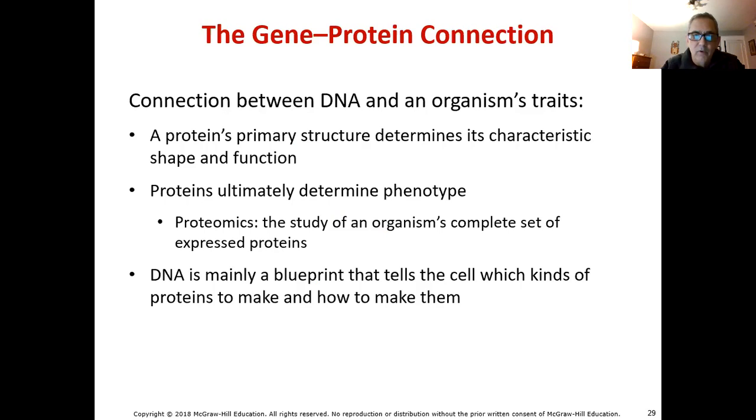So genomics is the study of the genes. Proteomics is all the proteins that are actually expressed. DNA is mainly a blueprint that tells a cell what kind of proteins to make and how to make them.